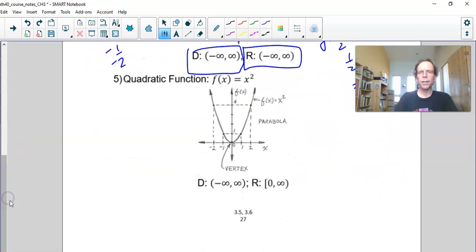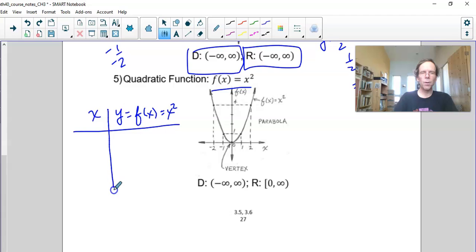Okay, a really important one. Well, they're all important, but this one's important too. The quadratic function. This is where you take the x and square it to get the y value. Let me make a table of points again. Let me just pick some simple points like, how about x = -2, 0, and 2. So if we square -2, we get +4. If you square 0, you get 0. If you square 2, you get 4.